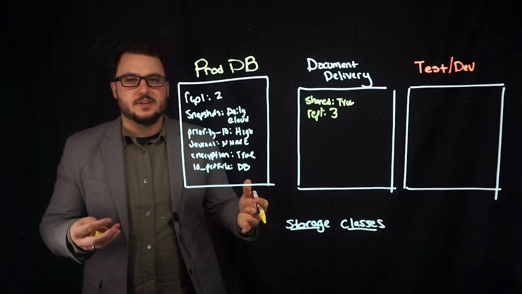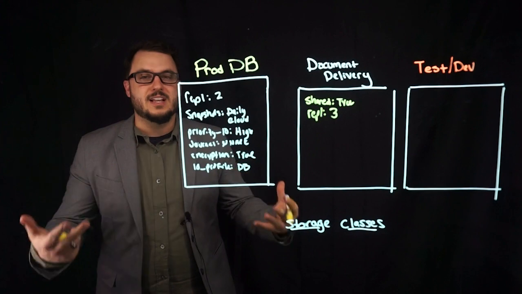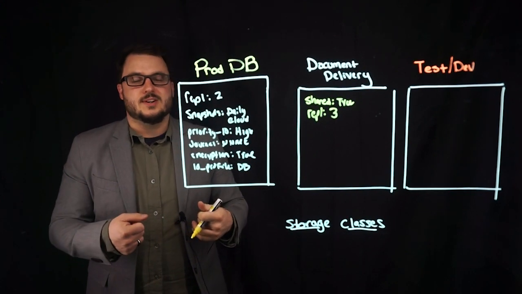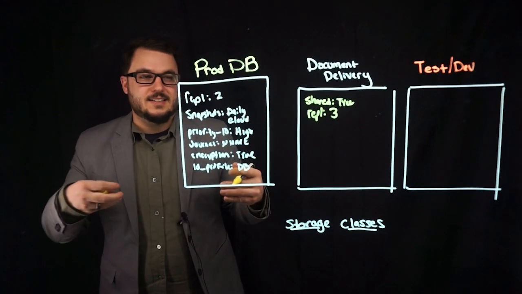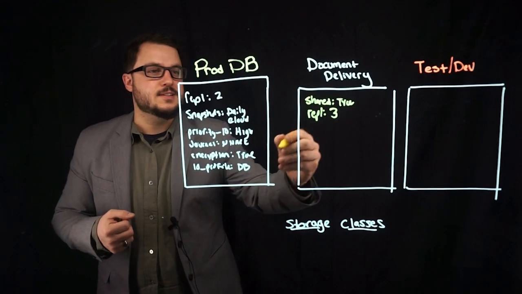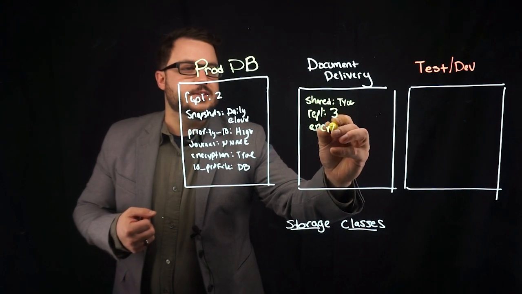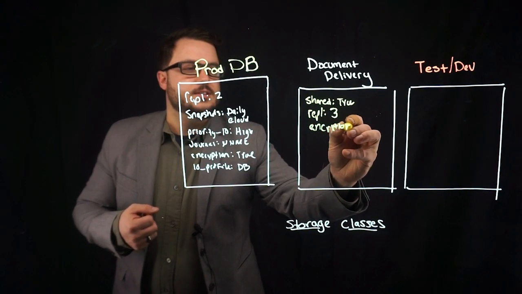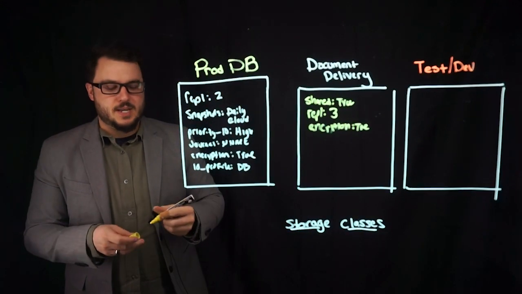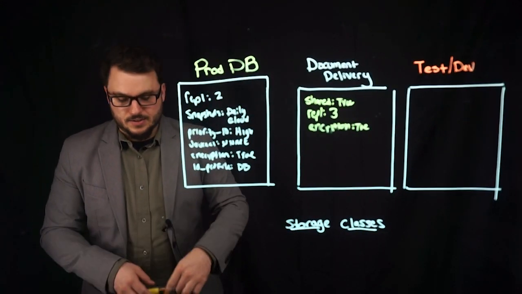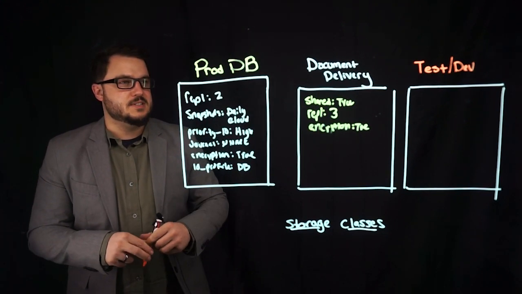So document delivery doesn't need to be super performant, but we want a lot of copies of it. We want it to be available. Documents are important. We want to make sure our data is available. So replication factor of 3. And it's documents. Who knows what's in these documents? So I'm going to say that we're going to set our encryption to true. So shared volume, replication factor of 3, and encryption turned on for my storage class for document delivery.